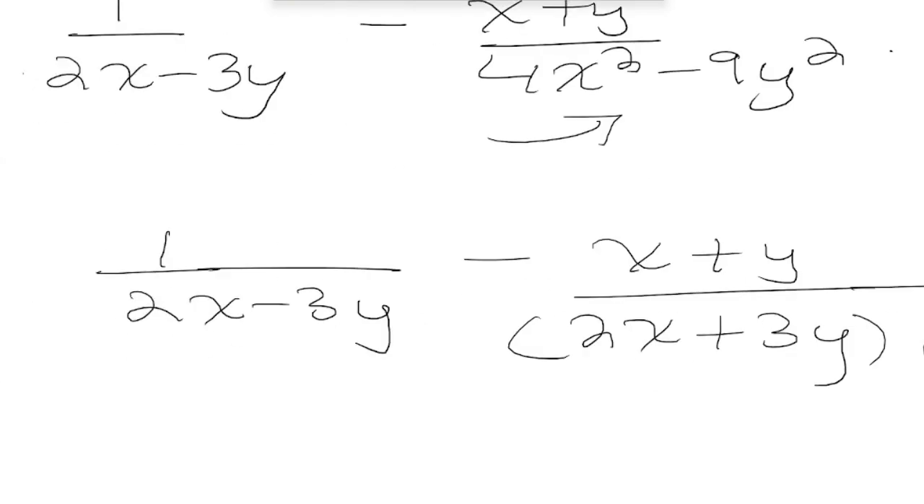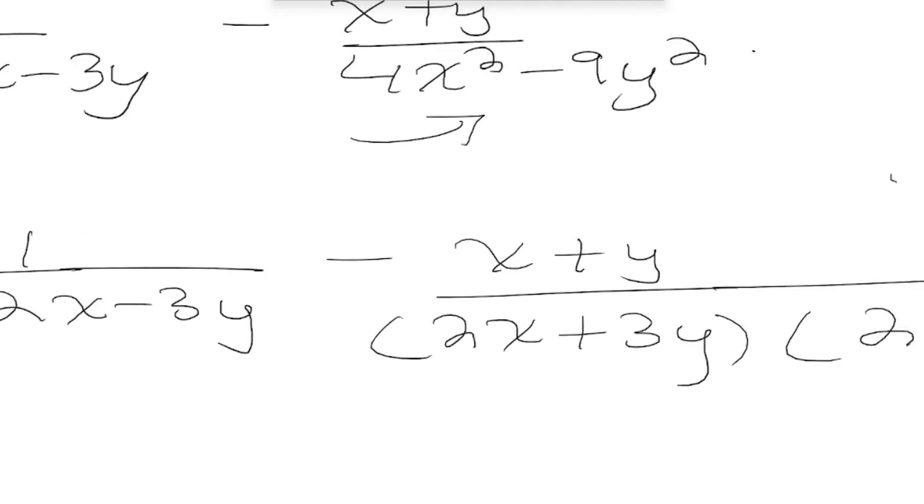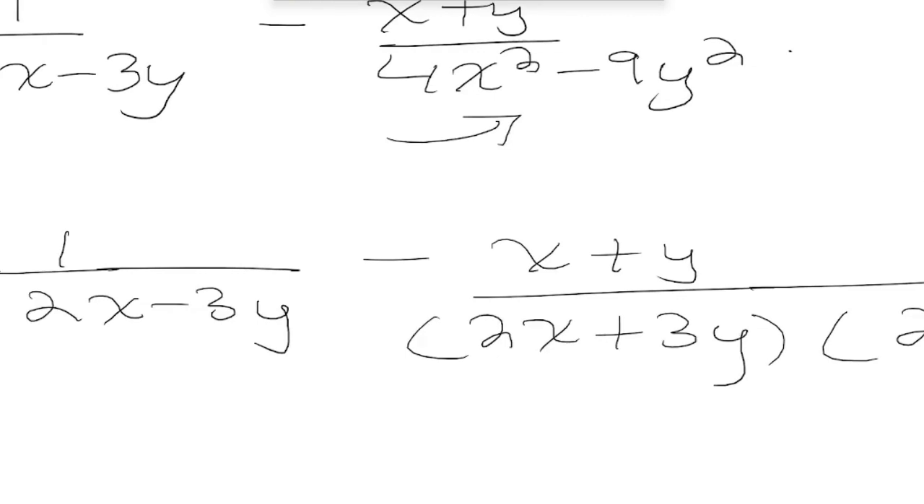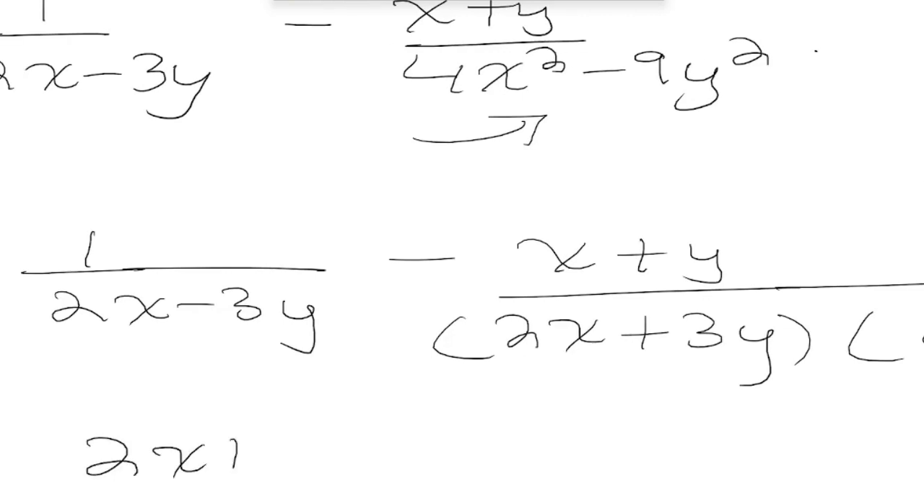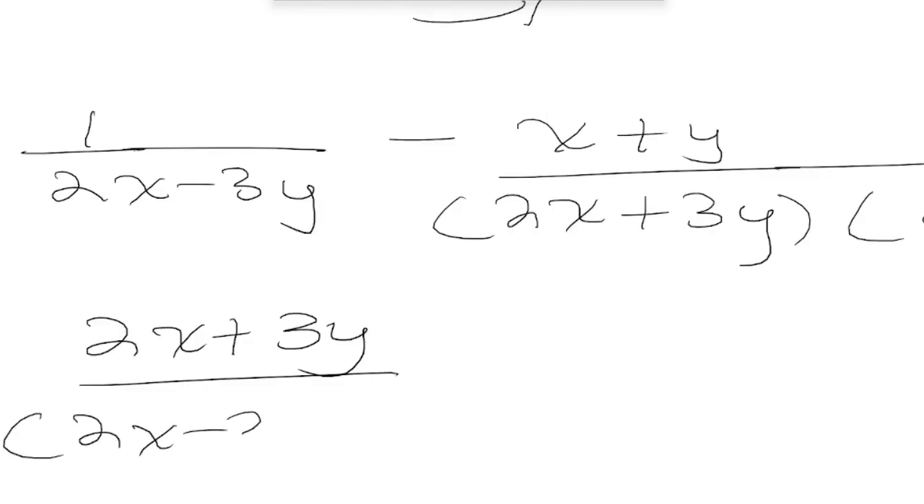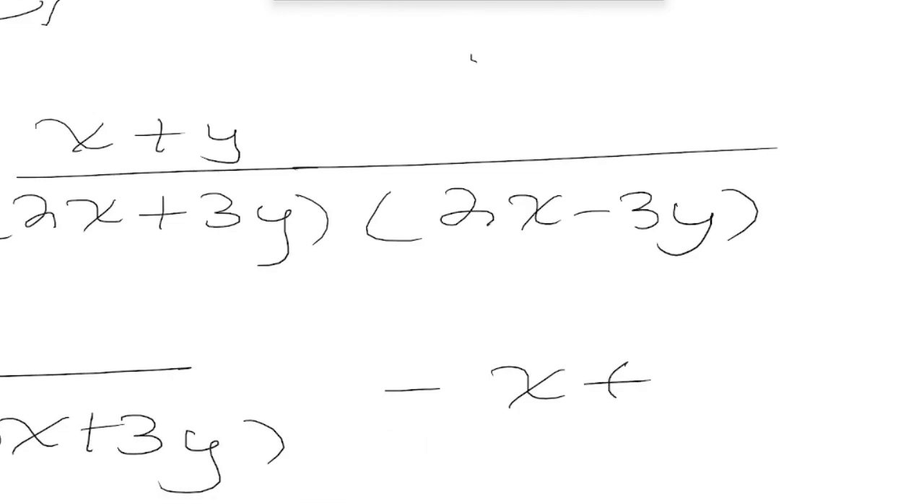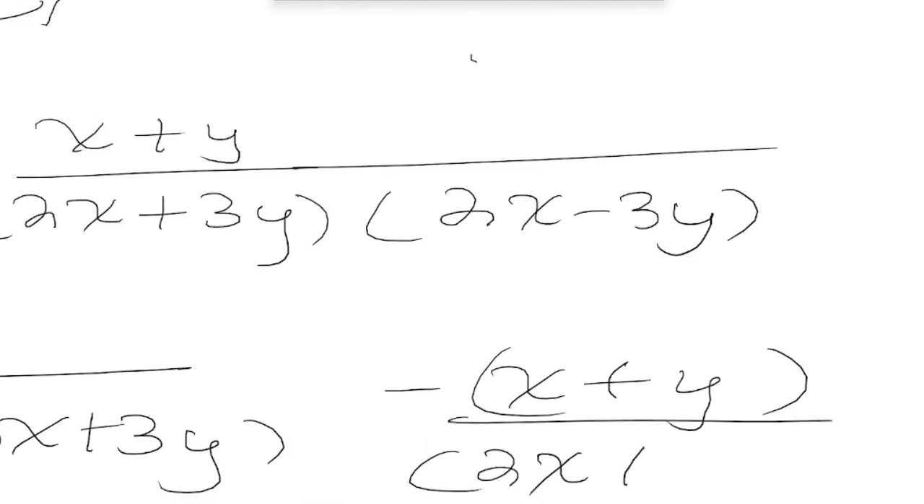Okay, what do we need to do next? Now we need to make the denominator same. So in order to make the denominator same, we will multiply 2x plus 3y on both sides. So in the first, we will have 2x plus 3y divided by 2x minus 3y and 2x plus 3y, and then minus x plus y. This will just remain the same because the denominator is already 2x plus 3y and 2x minus 3y. So I'll just multiply 2x plus 3y in the first term.